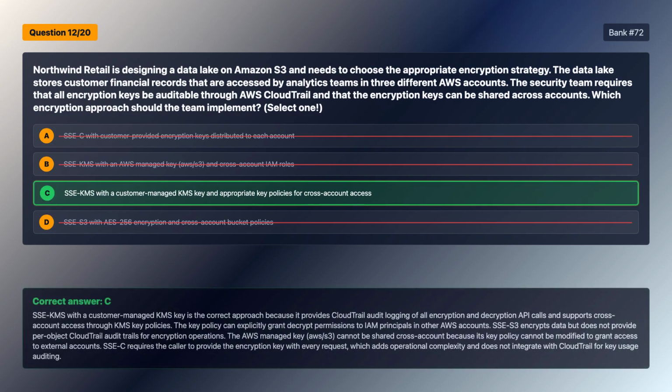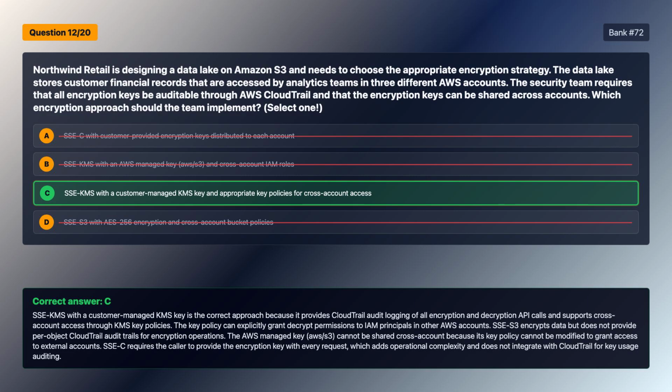The correct answer is option C. SSE-KMS with a customer-managed KMS key is the correct approach because it provides CloudTrail audit logging of all encryption and decryption API calls and supports cross-account access through KMS key policies. The key policy can explicitly grant decrypt permissions to IAM principals in other AWS accounts.